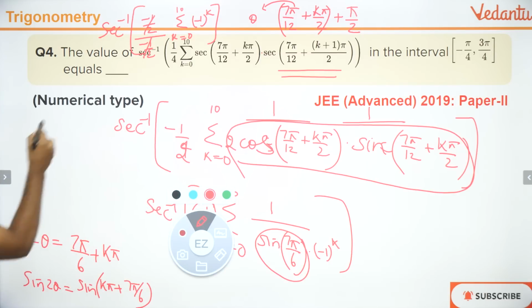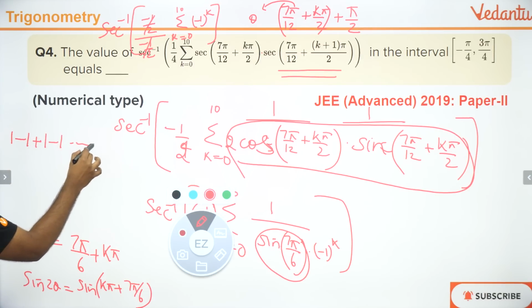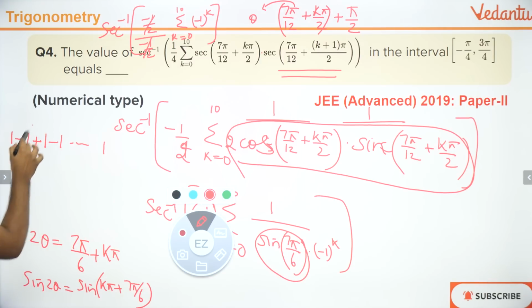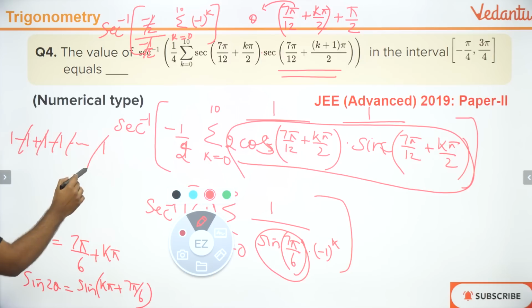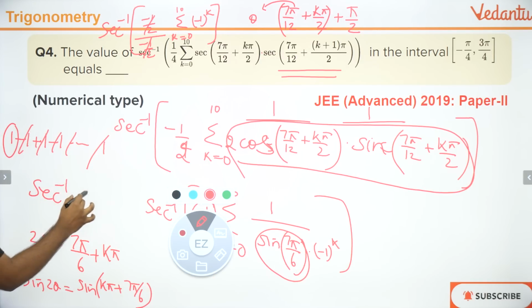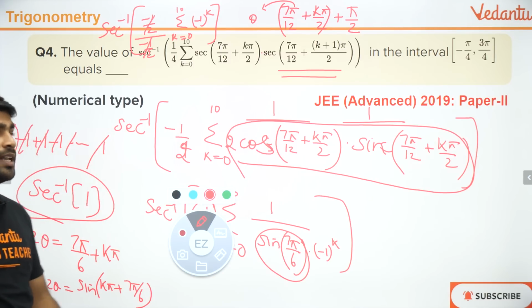When k is 0, it will be 1. When k is 1, it will be minus 1, then plus 1, then minus 1, then all the way up to k equal to 10, when it is plus 1. So minus plus, everything will get cancelled. Only 1 will be left out. So the answer is secant inverse of 1. That's it. What is secant inverse of 1? You guys should tell me the answer.